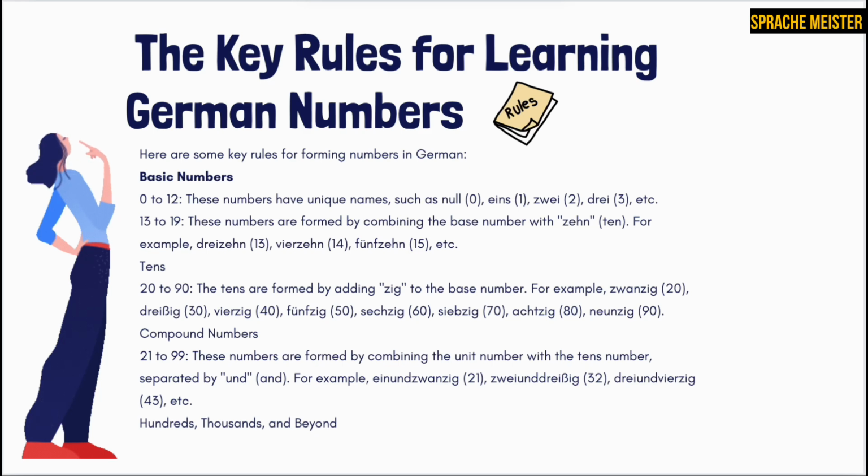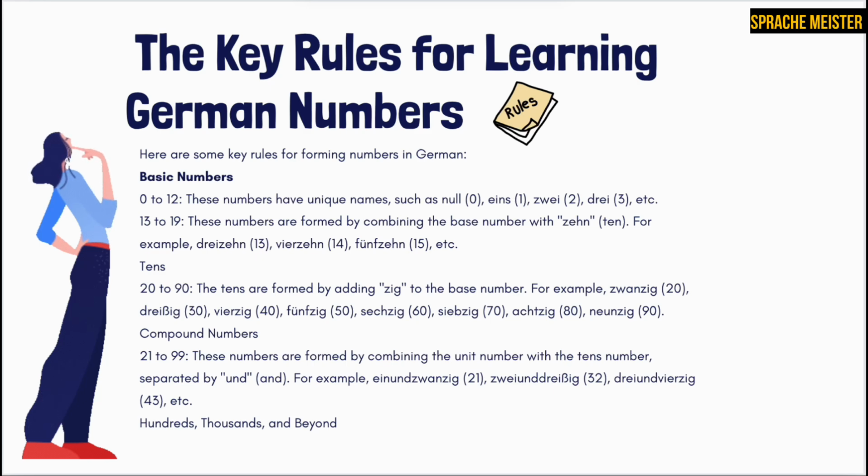If you learn these few simple rules, you will be able to form and understand any number in the German language. Yes, even those long compound numbers. So let's break it down step by step. Let's talk first about basic numbers. The first 13 numbers are unique, just like in English. You will need to memorize them. For example, 0, 1, 2, 3, 4, 5, all the way up to 12, which is zwölf.